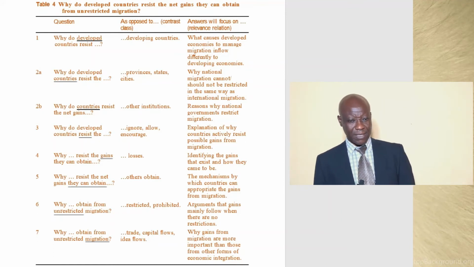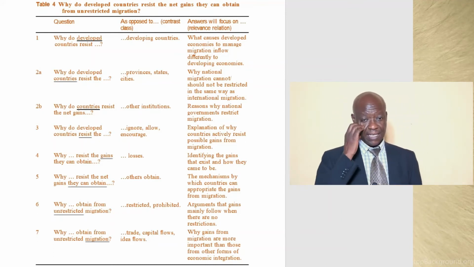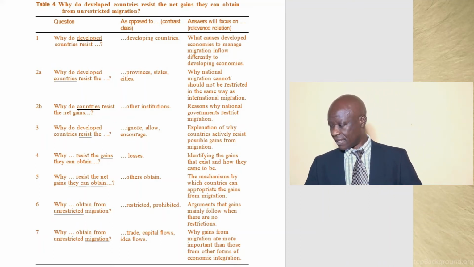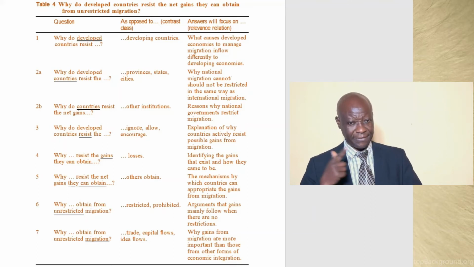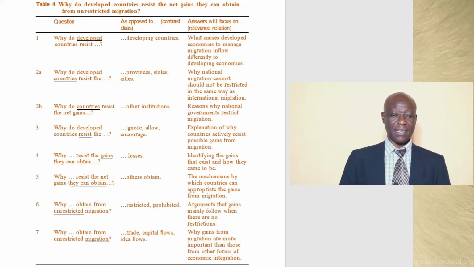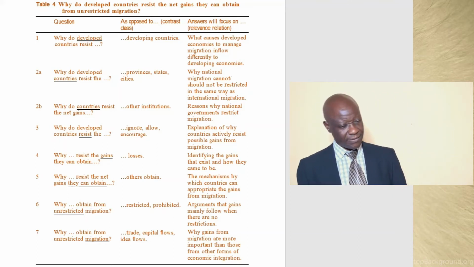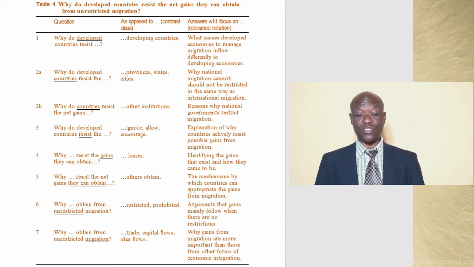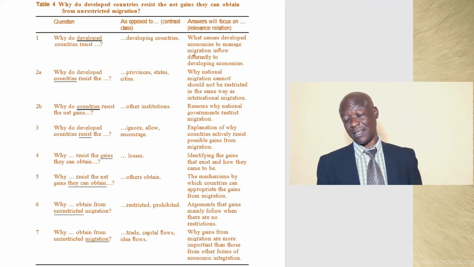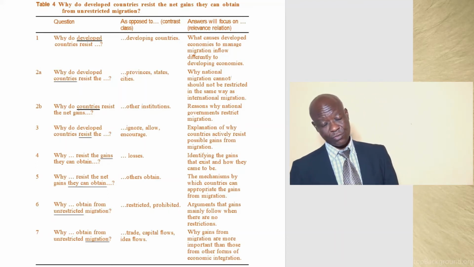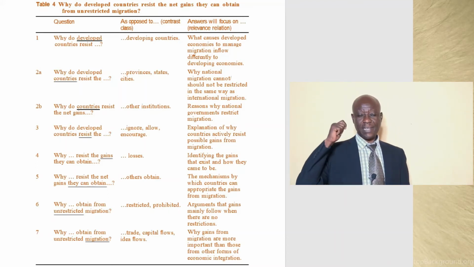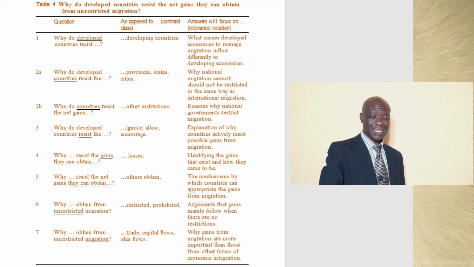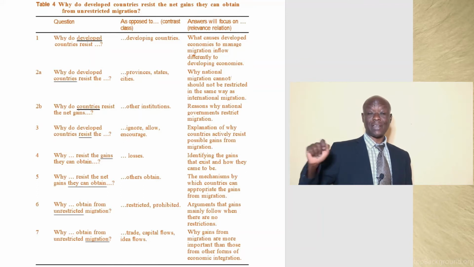Why? So that takes us to step number two, which I've already gone through. Developed countries resist. In other words, you refine until it becomes a sentence that makes sense. Developed countries resist the gains they can obtain from unrestricted migration, and make sure that you get sufficient evidence to prove the point that you are trying to put across. Otherwise, if you don't have evidence, this will be a problematic question. So you begin with a question, refine the question and put it into a grammatical statement.